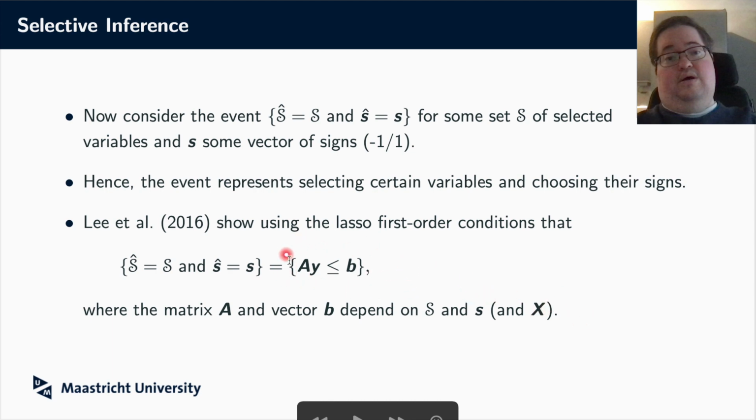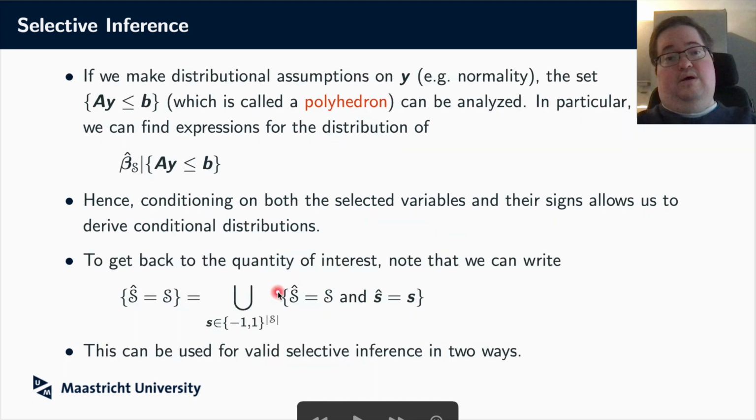But if we can write it in this particular form, then suddenly it turns out that we can actually do calculations with that. In particular, such a shape is called a polyhedron. And this polyhedron is something that can be analyzed analytically. So we can actually find the distribution of our parameter estimator conditional on such a set. I'm not going through all the details, you can find those in the paper. It quickly still gets complicated, even though it actually is manageable. But this helps us to develop conditional inference.